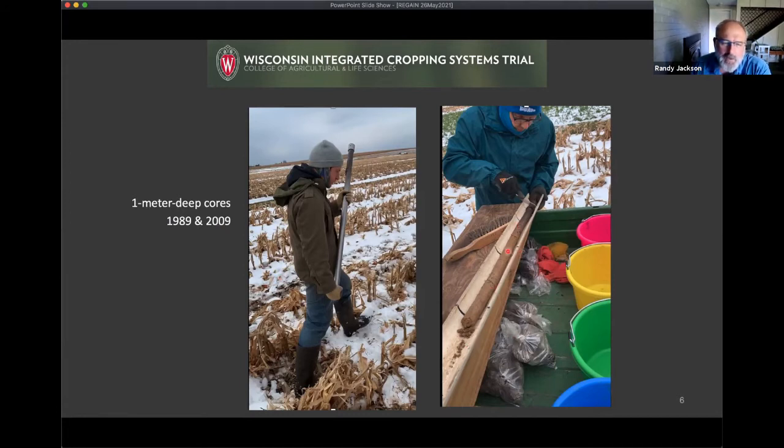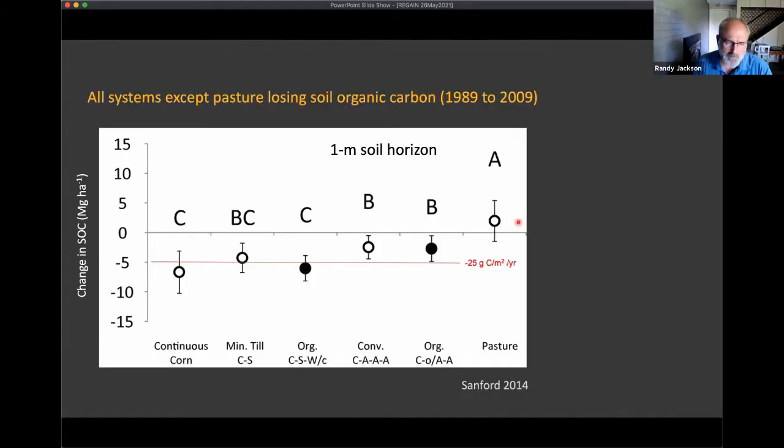The deep coring is important because most of the soil carbon work that you hear about in the literature is focused on surface soils. Not all of it, but by and large, most of it is focused on surface soil. So here's Greg's results.